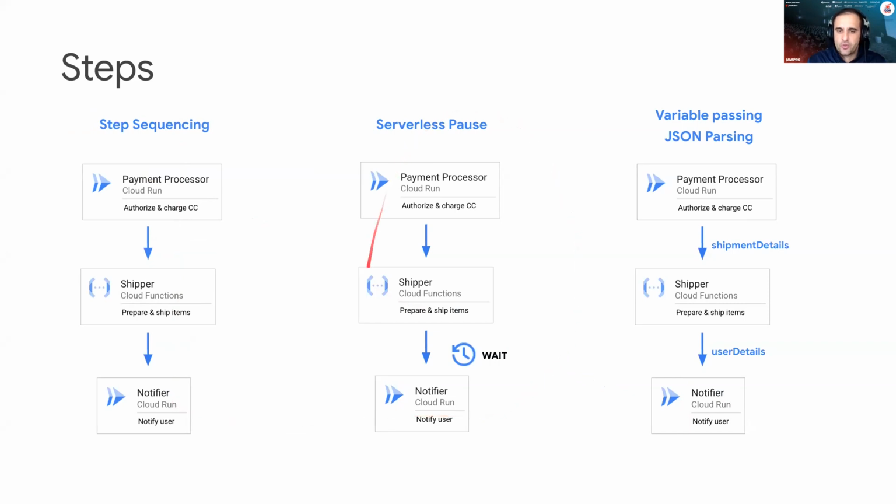You can do things like serverless pause. For example, maybe after you ship your item, you want to wait a little bit of time before you call the next service. So you can insert a wait in your steps, and Workflows will wait for you. And as I mentioned, you can pass JSON between steps. So you can read something here, get the result, then parse the result, get the part that you need and pass it to the next step. Stuff like that can be done within the workflow, within YAML, without actually having to write code to do it.